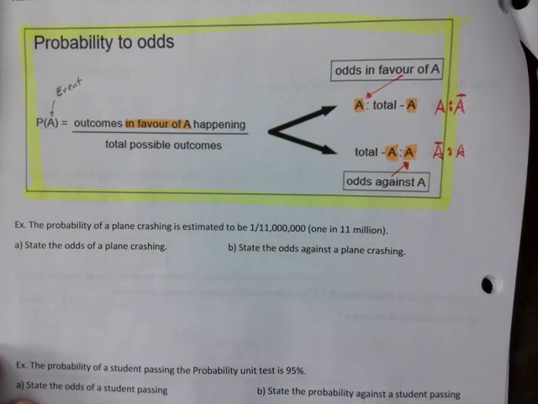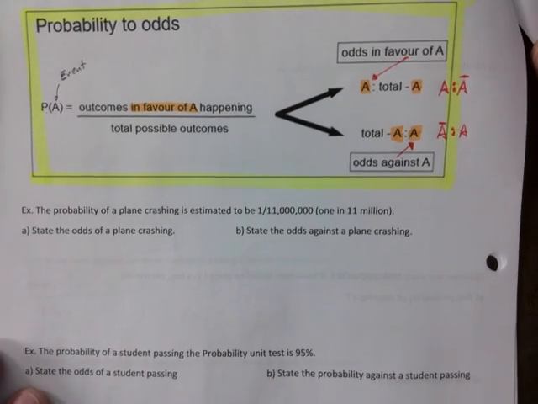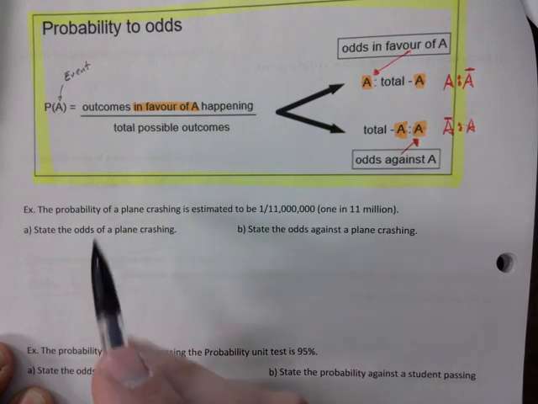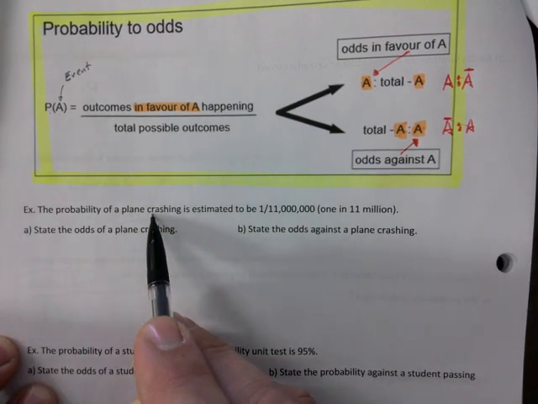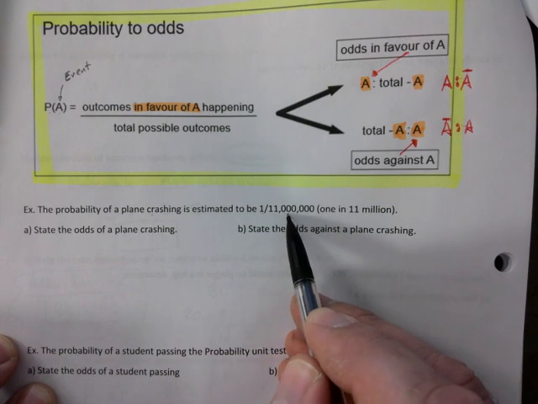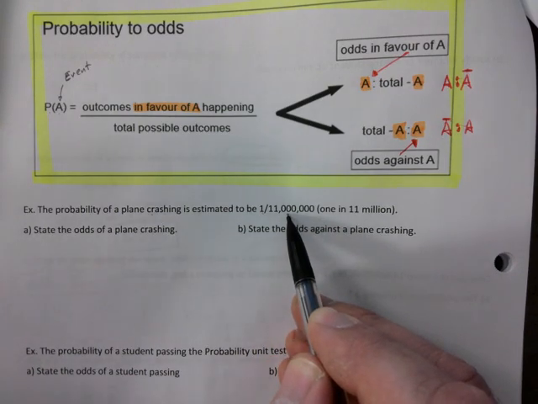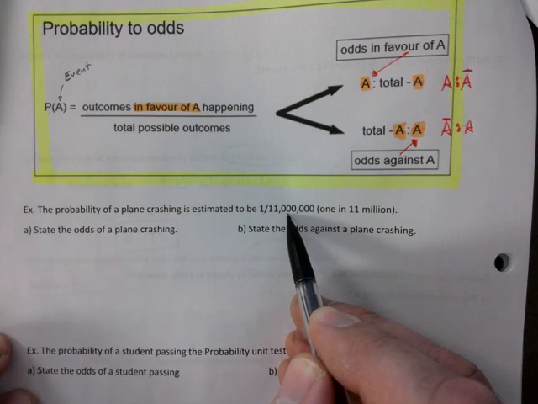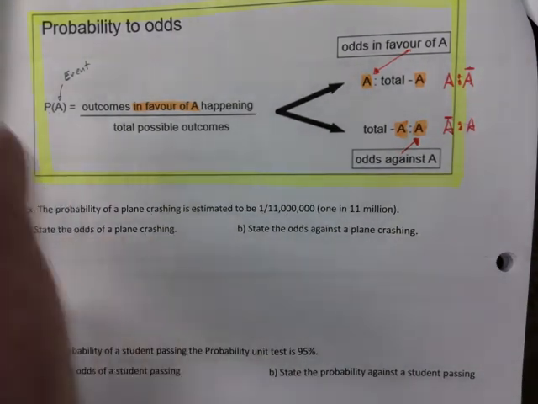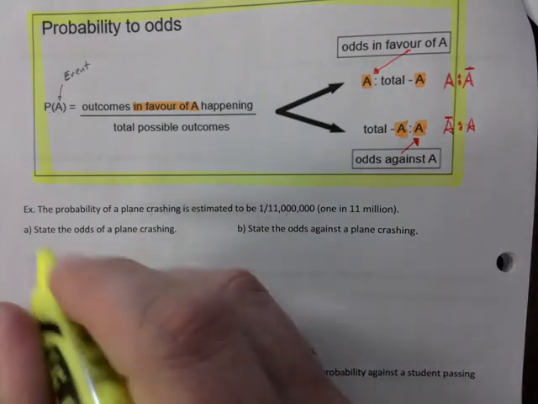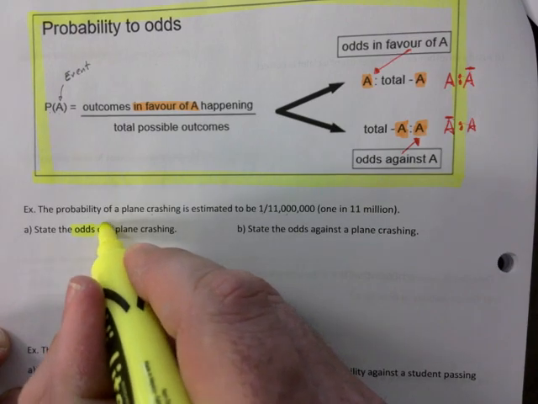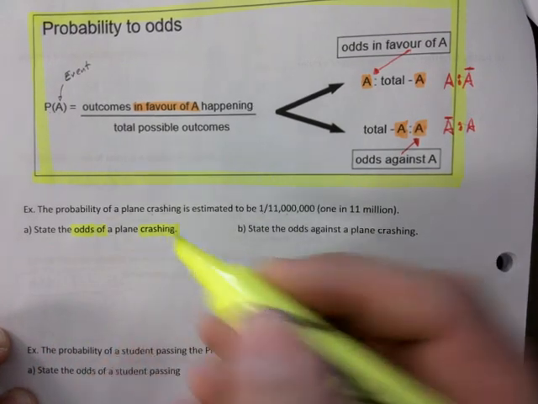Okay, so let's get started here. Examples right away. The probability of a plane crashing is estimated to be about 1 over 11 million. I just asked Google, okay? I don't know if this is accurate, but I looked it up. And so state the odds. So there's that word, right? So the odds, that's the first thing I want you to highlight, of the plane crashing.